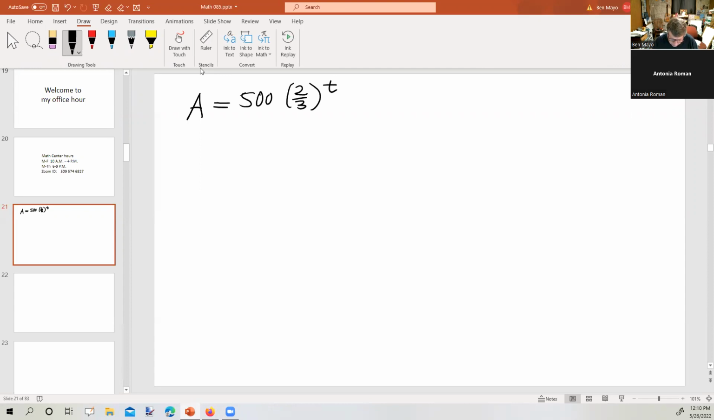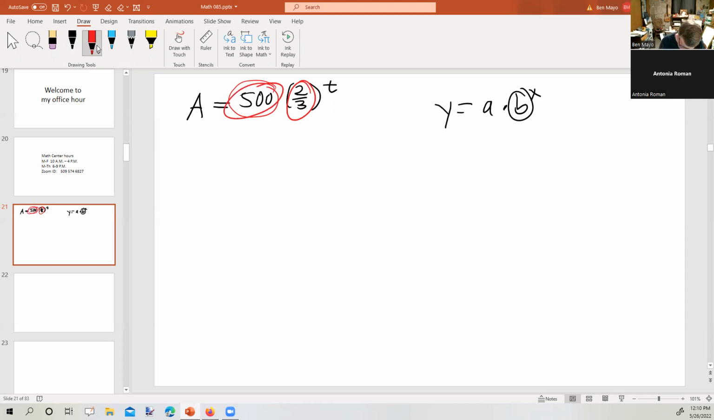All right. So here we have an equation. A equals 500 times (2/3) to the t power. One of the things that's different about this from other ones that we looked at when we graphed is that there's a number in front. So this is like y equals a times b to the x. Okay. The base is 2/3. So that means it's going to be decreasing. But there's a number out in front.